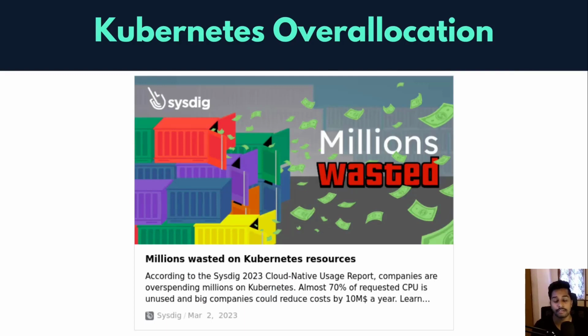This is a study from Sysdig, which was released last year, about Kubernetes over-allocation and how it's affecting your costs. According to this study, over 69% of your costs can be saved if you allocate resources correctly when using Kubernetes.